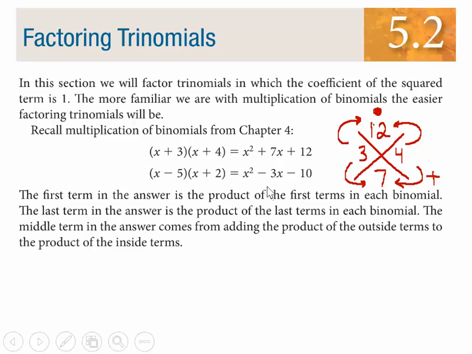Okay, with negative numbers, it works the same way though. So I'm looking at this, x squared minus 3x minus 10. I put the negative 10 on top, the negative 3 on the bottom, and the question is, what 2 numbers multiply to negative 10 and add to negative 3?